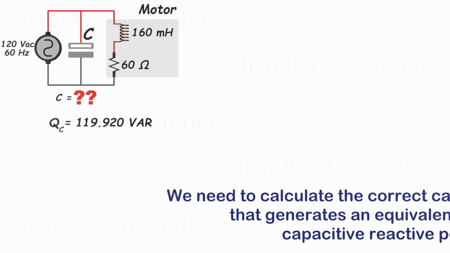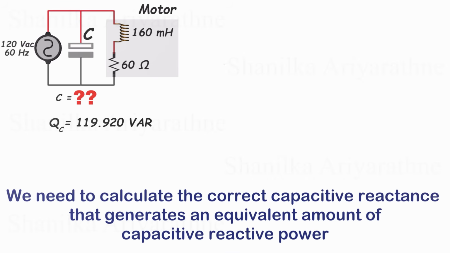Now, we need to calculate the correct capacitive reactance to produce an equivalent amount of capacitive reactive power in this circuit. It's important to note that adding a capacitor will alter the current. Therefore, we can't employ the same current value to calculate the capacitive reactive power. As this capacitor will be directly connected in parallel with the source, we'll utilize the power formula which begins with voltage and reactance.